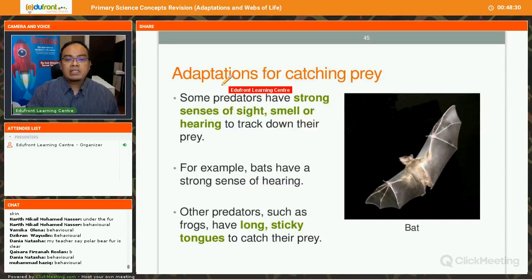All right, some animals have a very strong sense of sight or sense of smell or sense of hearing. Like this bat here, we know that it hunts for prey at night, so it has a very strong sense of hearing. And we know that bats are blind, so it uses its sense of hearing instead to catch its prey. Some predators such as frogs have a very long sticky tongue to catch their prey.